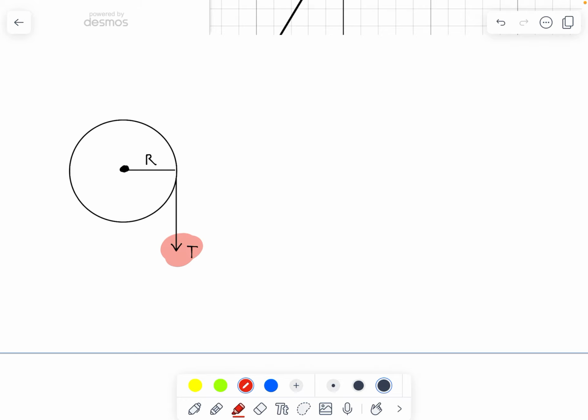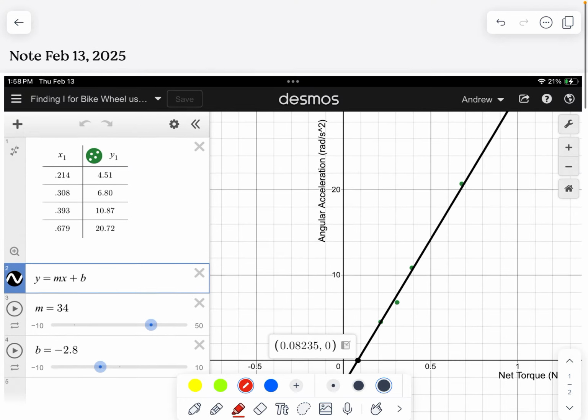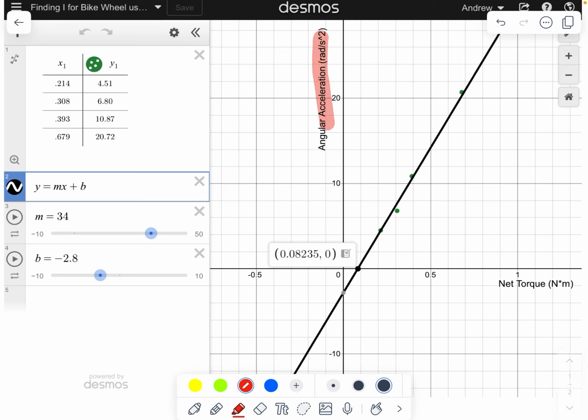And then we made a graph of angular acceleration as a result of changing the torque. So we just took the tension, right? What is torque? Torque is simply tension multiplied by the radius arm. That's all it was. What I want to discuss in this video is what is the meaning of this point right here? Why doesn't it cross through 0, 0?